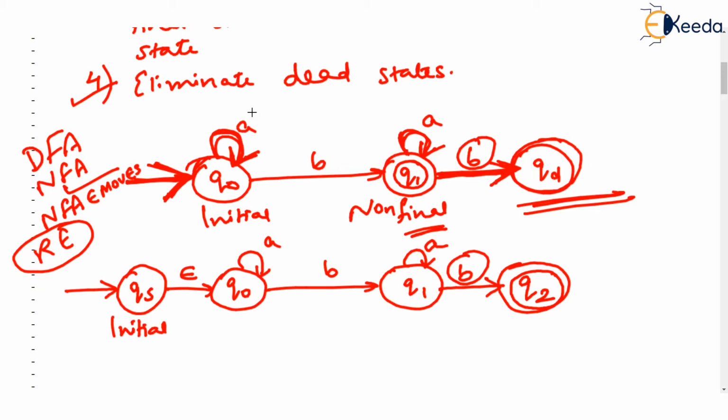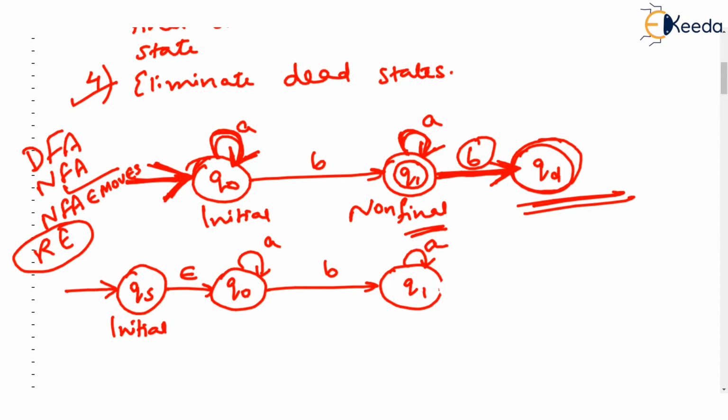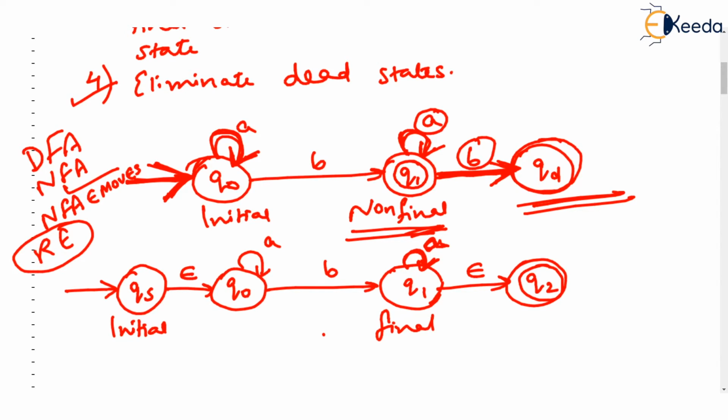Oh, sorry, I made a mistake here. Wait a minute. Here we go. Q1 was a final state. We will make it a non-final state, and we will keep this transition on A as it is. But we will add a new final state, Q2, such that we add an epsilon transition here. Because Q1 was final but now we have made it non-final, we send it to the new final state on epsilon, that is, no input.